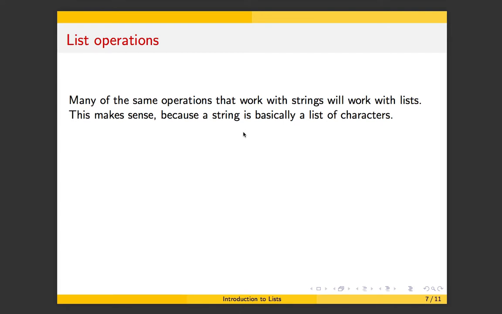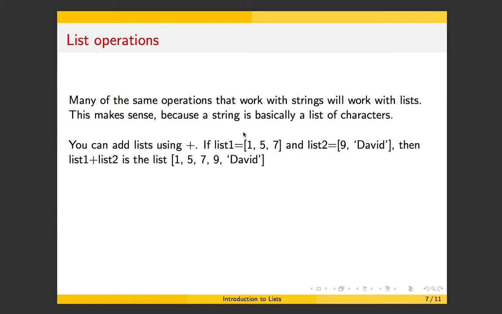Okay, so doing things with lists, since a list is much like a string, then many of the string things that we've already done should work here, and that is indeed the case. So for example, you can use the addition symbol on lists, and it will just glom them together, just like with strings. So if list1 is 1, 5, 7, and list2 is 9, David, list1 plus list2 just takes the second list and gloms it together with the first list. So here's a new list.